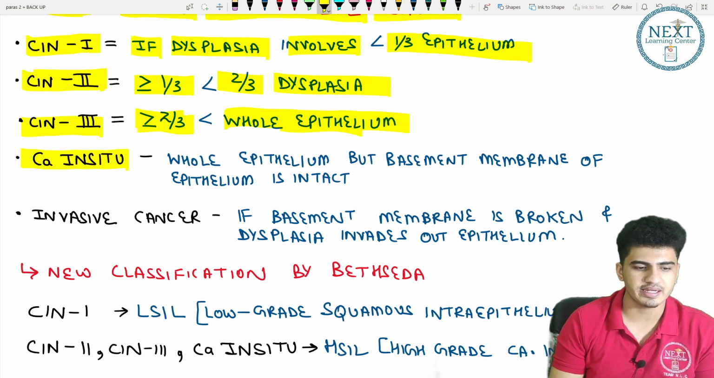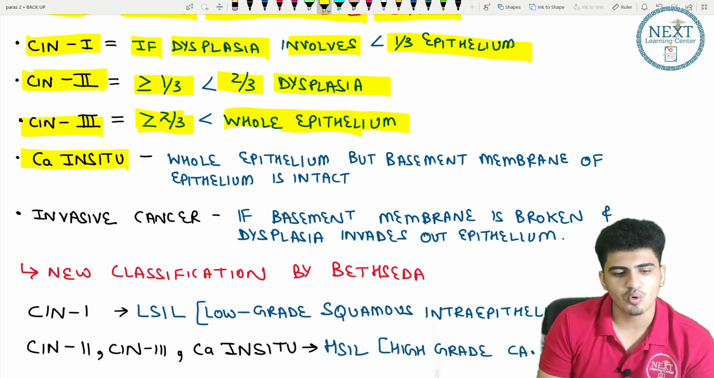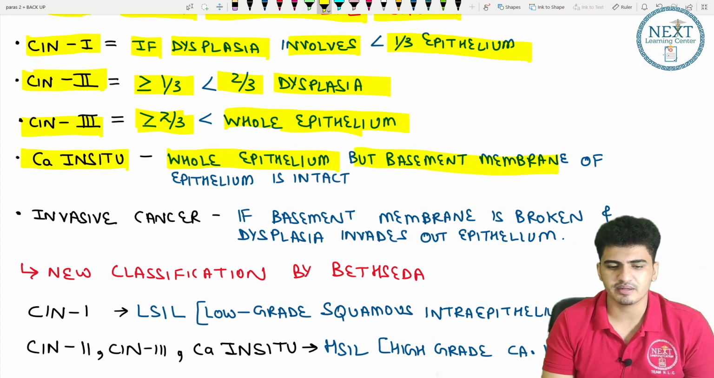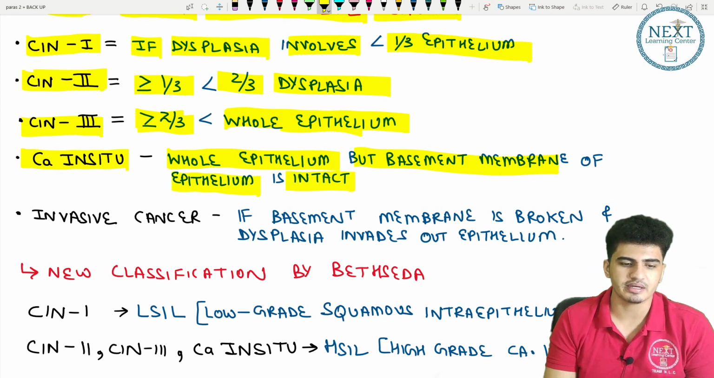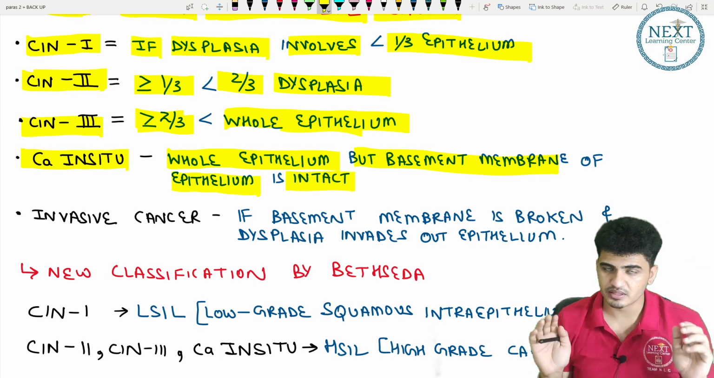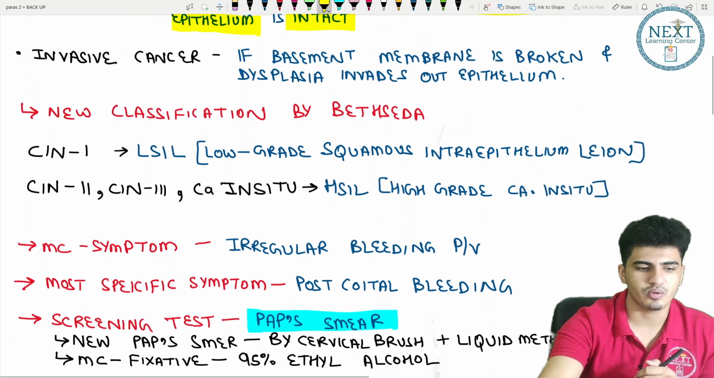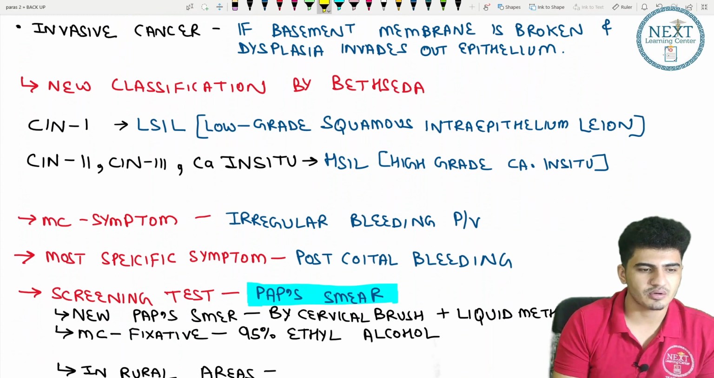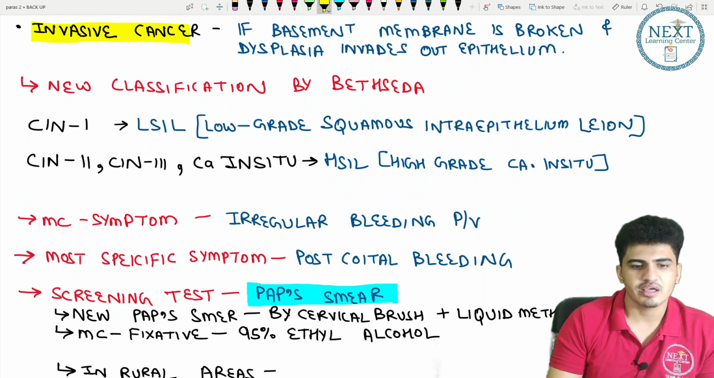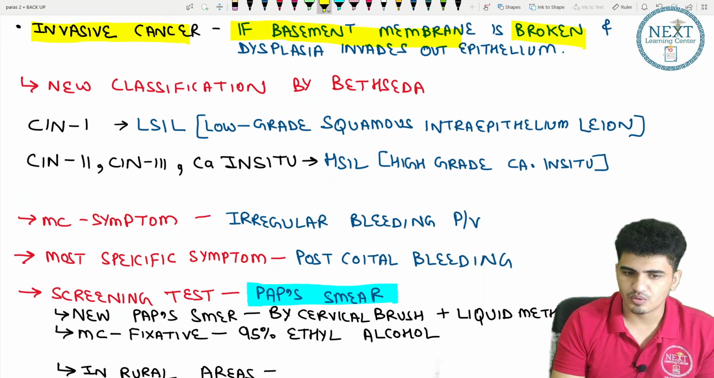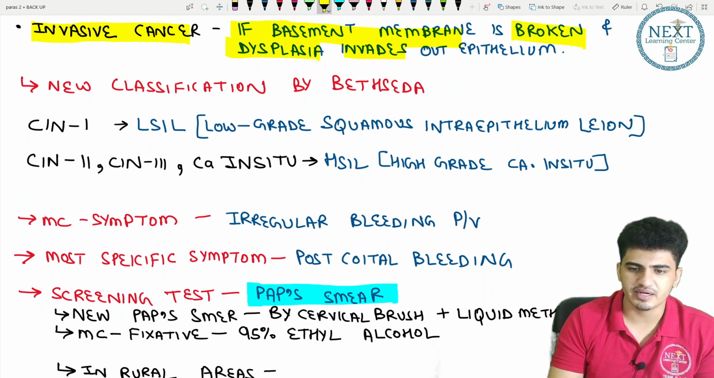Now CIN in situ, carcinoma in situ: the whole epithelium is involved but the basement membrane of the epithelium is intact. Now talking about invasive cancer: if the basement membrane is broken and dysplasia invades the outer epithelium. Very, very good.